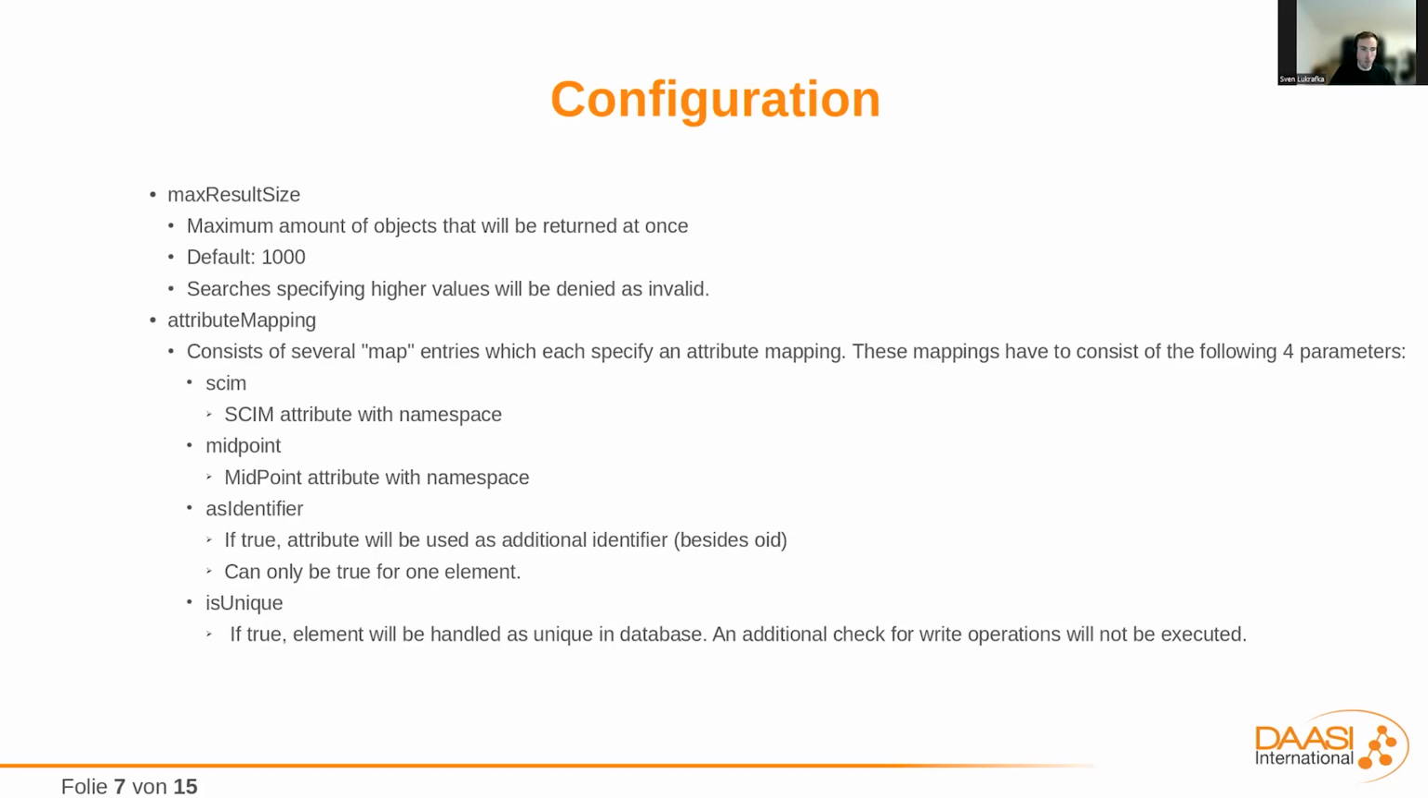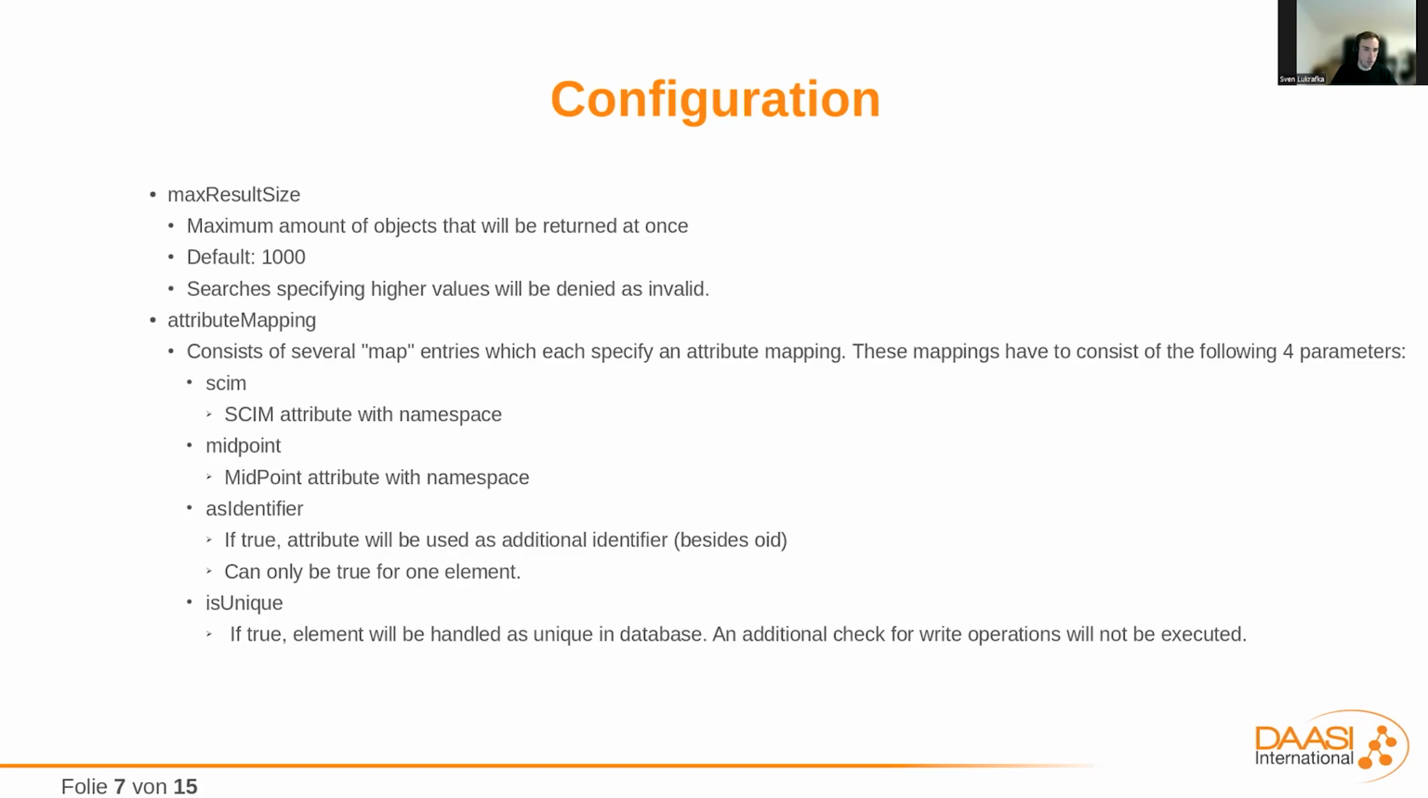Then you can define whether to use it as identifier or not. So this is exactly what I mentioned earlier. If you want to use an additional identifier in your request, you have to specify this for the attribute as well, and this would be the place to do so. This can only be true for one element, so we only support one additional identifier, so you can have a maximum of 2, not more.